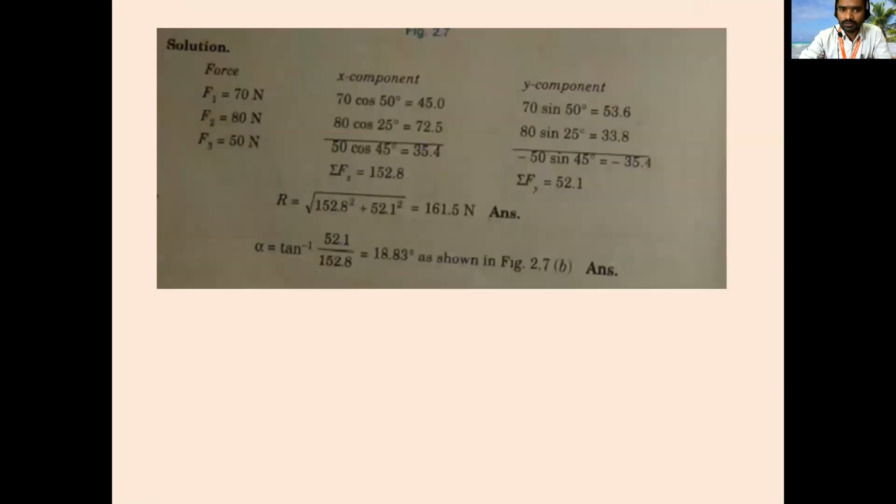So as usual, whatever we have discussed in the last class, F1, F2, F3, theta is 25, 50 and 45. Determine the x component, determine the y component. So this is an easy problem. Will you solve this problem? Here he has already given the solution. You just go through this problem. You have to solve this problem.